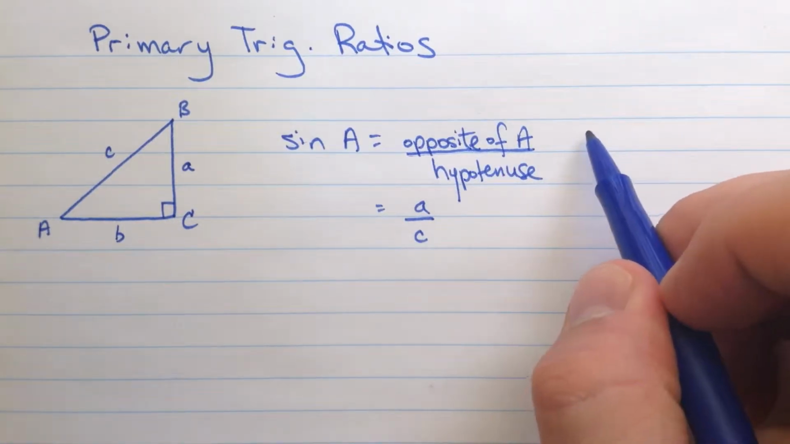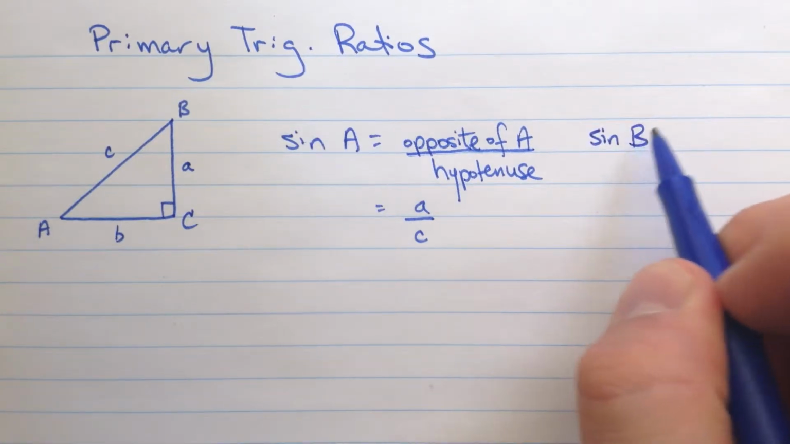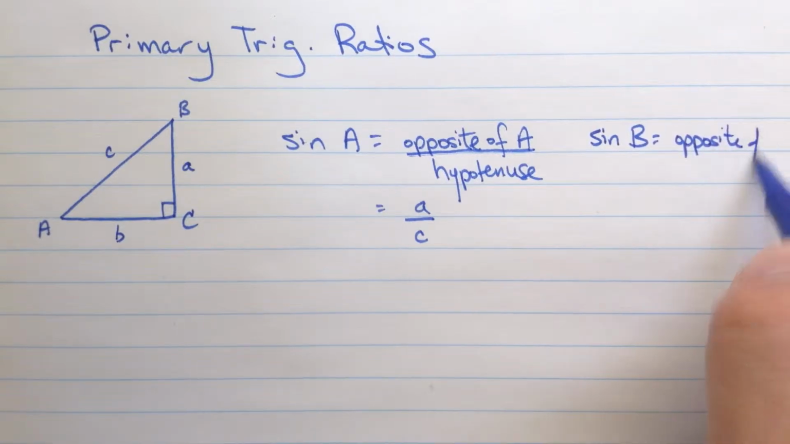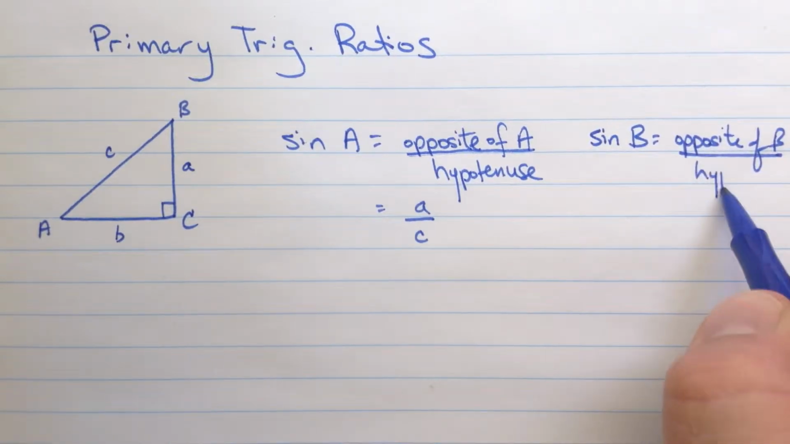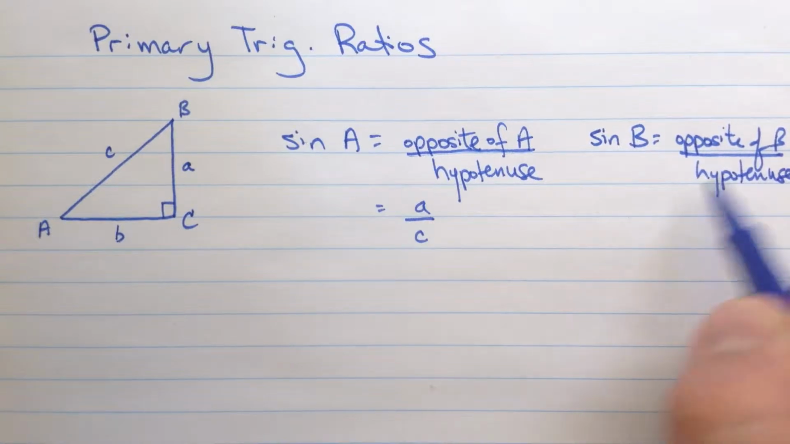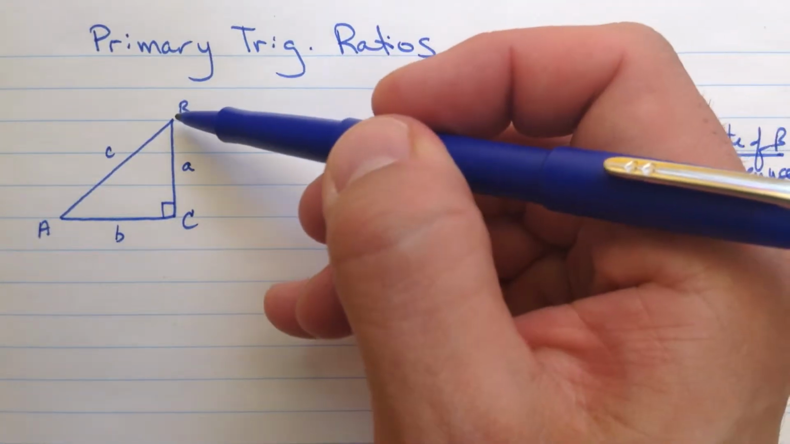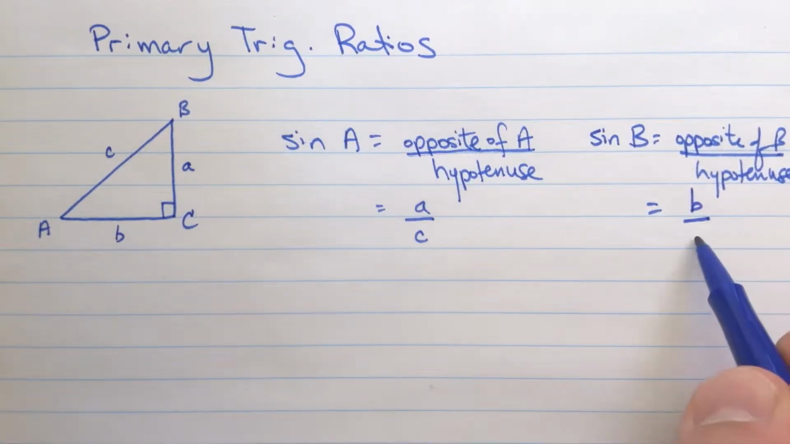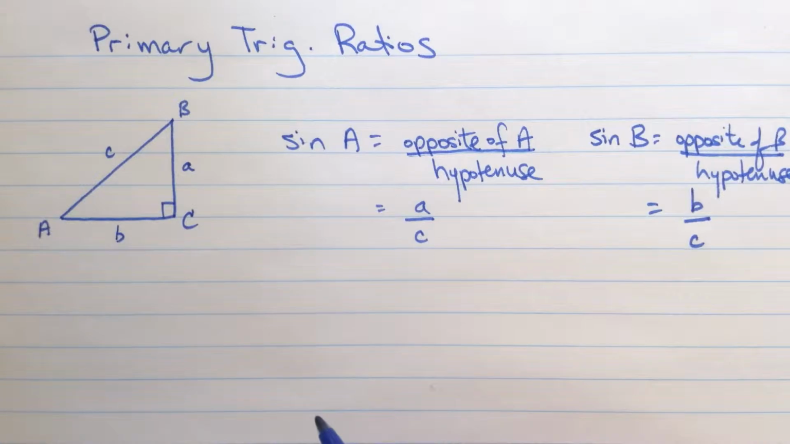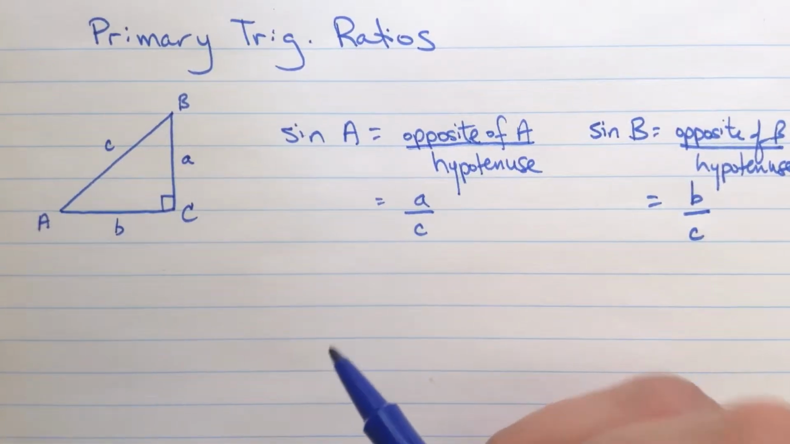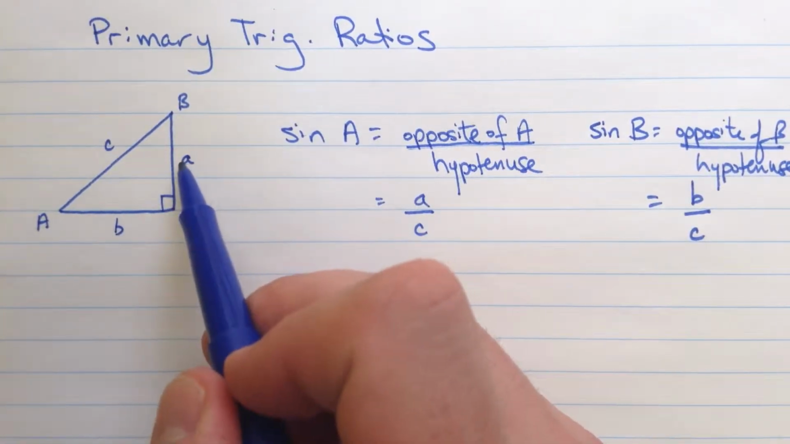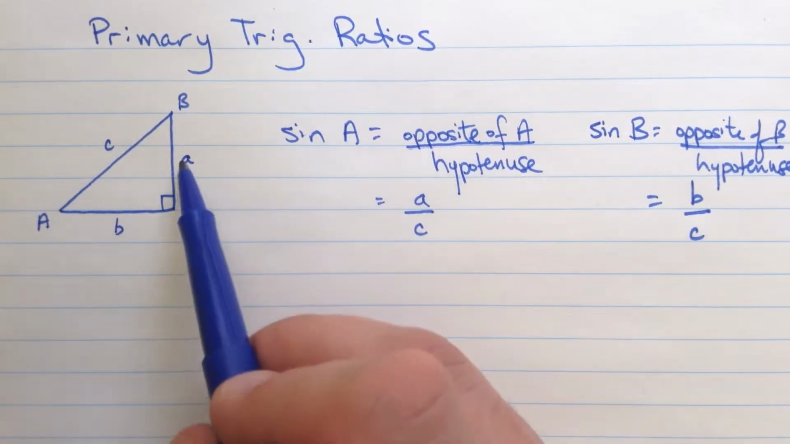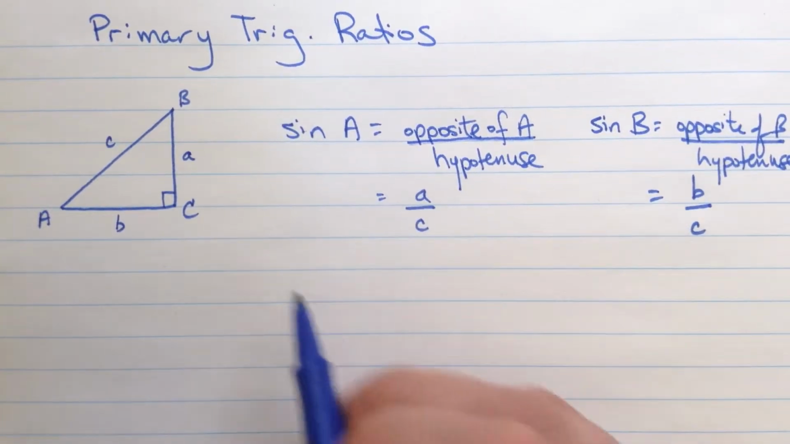If we go over here, I'll write it on this side, sine of B, sine of this angle, is the opposite of B divided by the hypotenuse. The opposite of B, there's B, the side opposite it is this one here, little b, and we divide that by the hypotenuse, which is still C. Okay, that's what the sine ratio is. And so if this value was 7 and this value was 12, then sine of A would be 7 divided by 12. So we'll do a few examples in a minute.